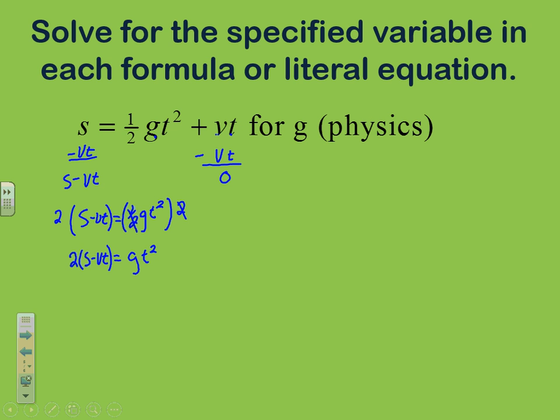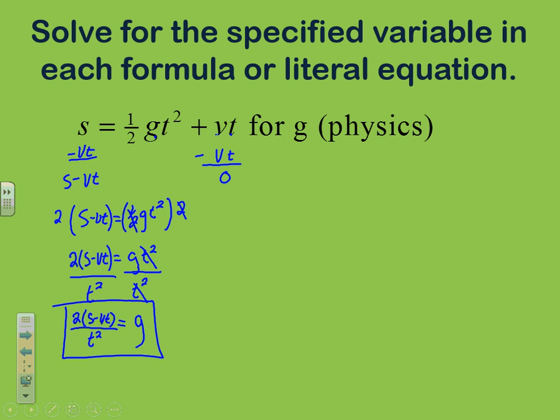And since we're one step away from getting g by itself, we have to get rid of the t squared. And since it's multiplied to what we're trying to solve, we're going to now divide both sides by t squared. So here on the right side, t squared over t squared simplifies to be 1, which gives me g to be equal to 2 times s minus vt over t squared. And that would be the final rearranged formula.